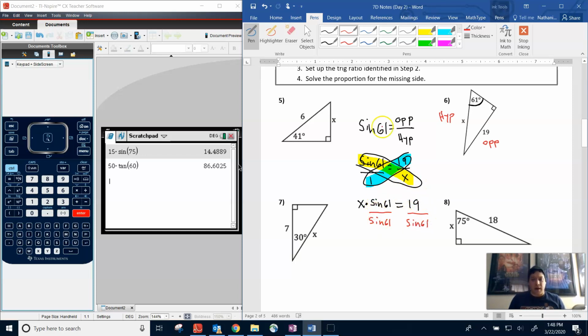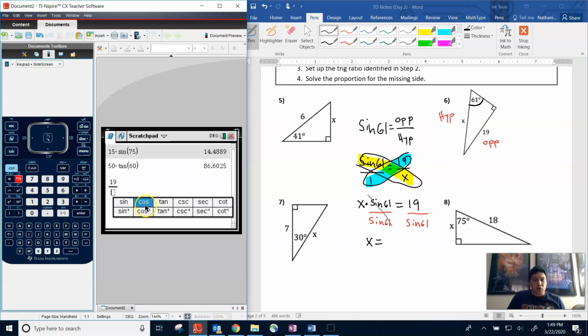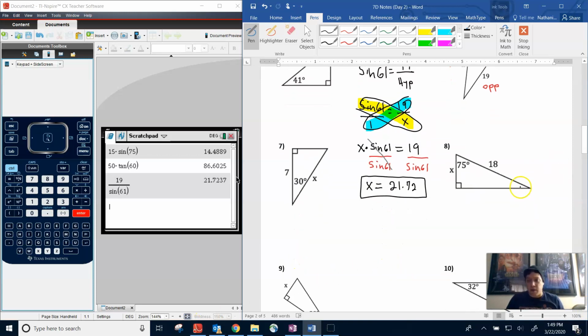Sine of 61 divided by sine of 61 will, of course, cancel because they're the same thing. We're left with x is equal to 19 divided by sine of 61. How do we put that in your calculator? Just how you think you would. 19, if you want to be fancy, you could do divide, trig, sine 61. Just like that. Then hit enter. And we get 21.72, the 3 rounds down, so it would be 72. And that's it. Let's look at one last one before we end this video.